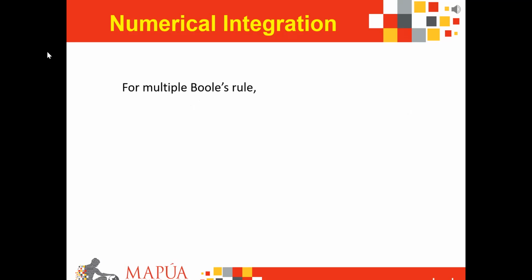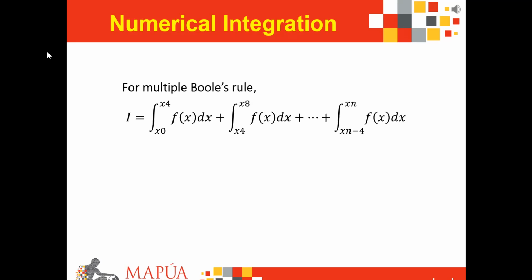Note that when you apply multiple application Boole's rule on your integral, you add compositely the integral estimate of each fourth order function. And remember, each fourth order function always requires 5 points. Therefore, the first fourth order function spans from the limit x0 to x4. The next fourth order function spans from the limit x4 to x8, and so on and so forth.